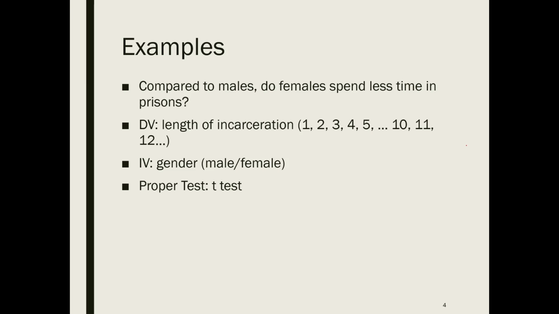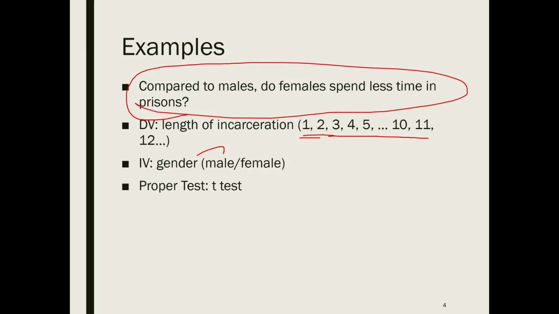So the first example: compared to males, do females spend less time in prison? The dependent variable will be length of incarceration measured by the year, or maybe month, but by the year: 1 year, 2 years, 3 years. The independent variable will be gender, coded as male and female. So as you can see, the dependent variable is a continuous variable. The independent variable is a categorical variable. So the proper test to explore this question is going to be a t-test.